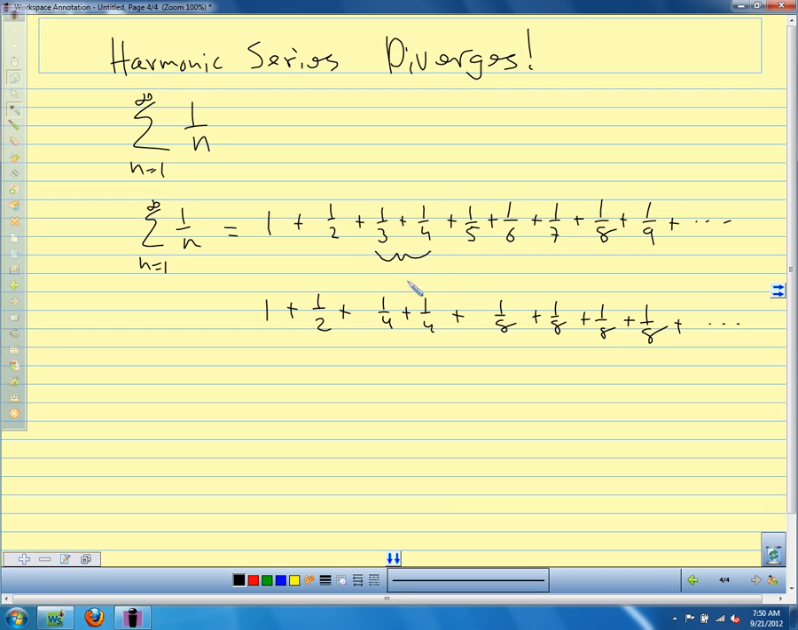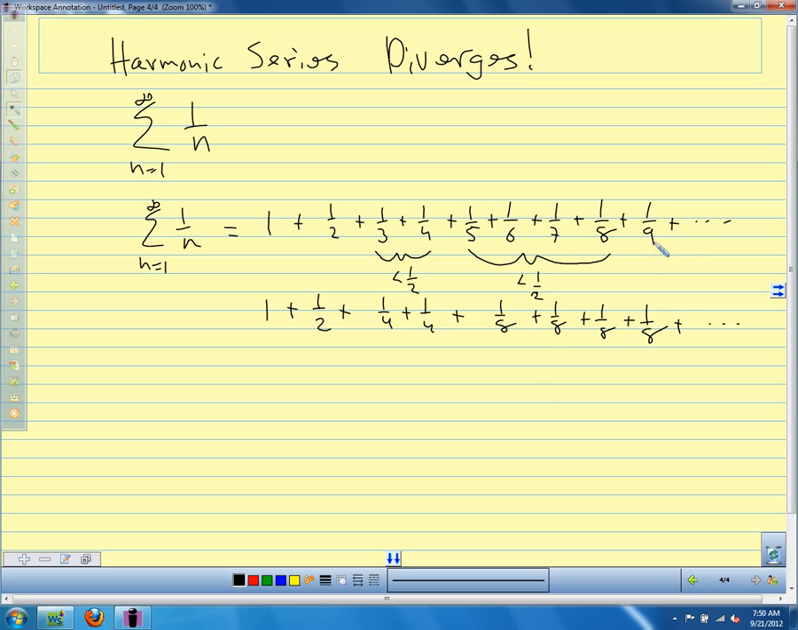These two terms, 1/3 is greater than 1/4. Can we agree on that? So this term is greater than 1/2. So these two terms together are greater than 1/2. Each of these terms added together, 1/5, 1/6, and 1/7, are all bigger than 1/8. So these four terms together are greater than 1/2.